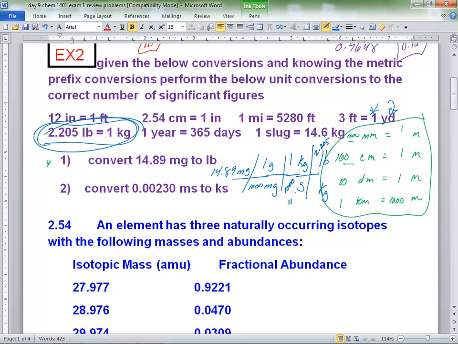Tegan, what did you give as the final answer for this? 3.283 times 10 to the negative, what'd you say? 5. And don't forget to write the pounds. Everybody agree? 4 sig figs? 4 sig figs. Good. Try number 2 here.